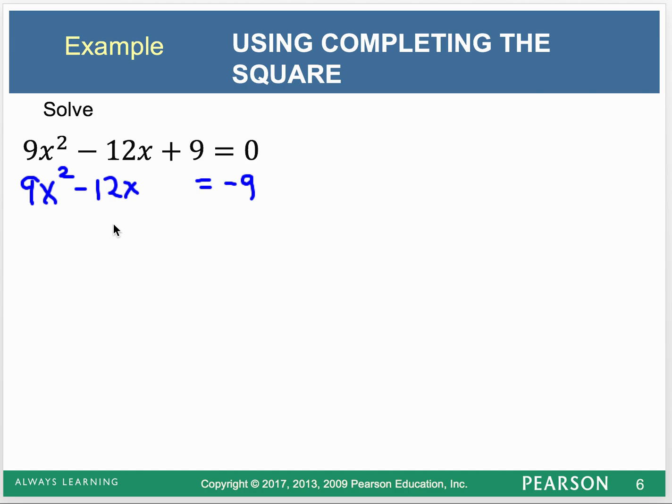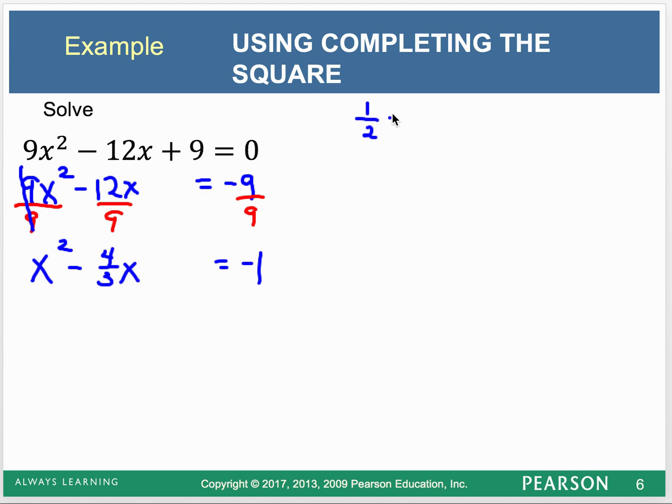Okay, make the leading coefficient 1. So I'm going to divide everything by 9 to get 1x squared. These are both divisible by 3. So mine is 4/3 x equals -1. Take half of this term.